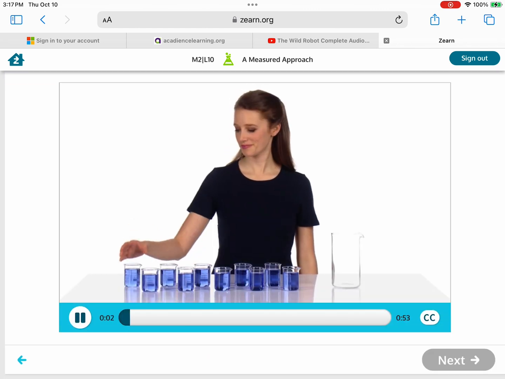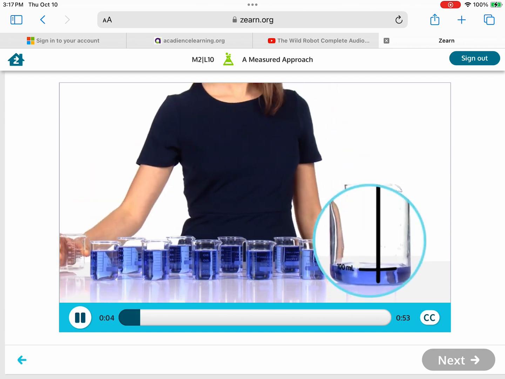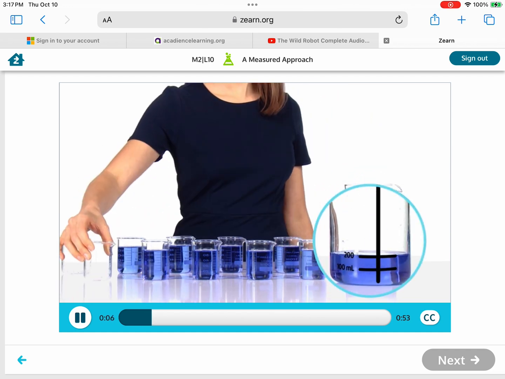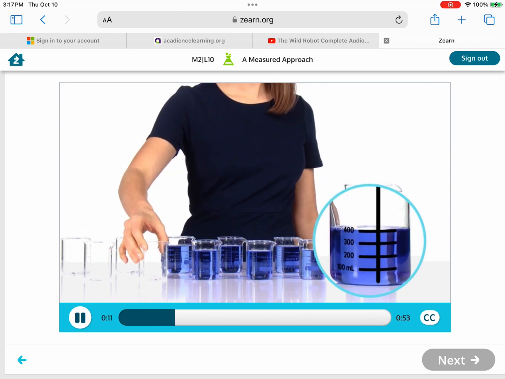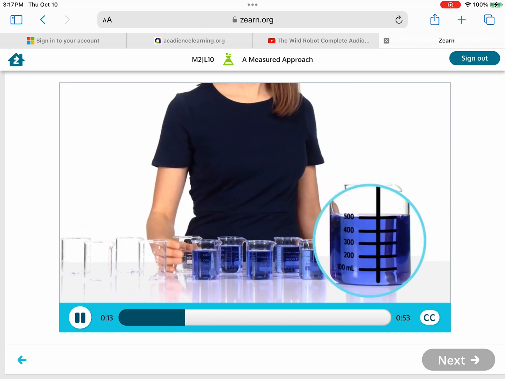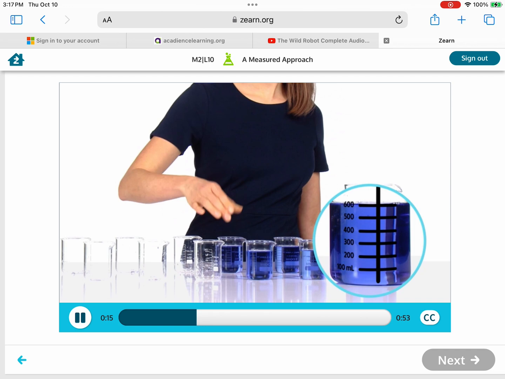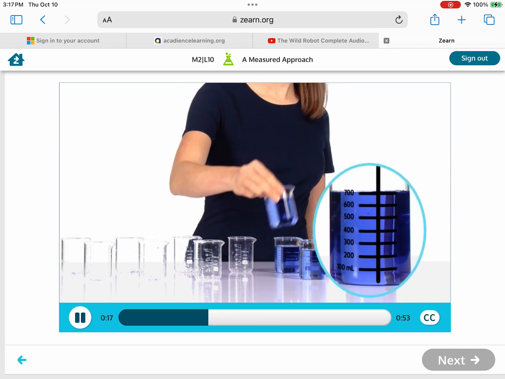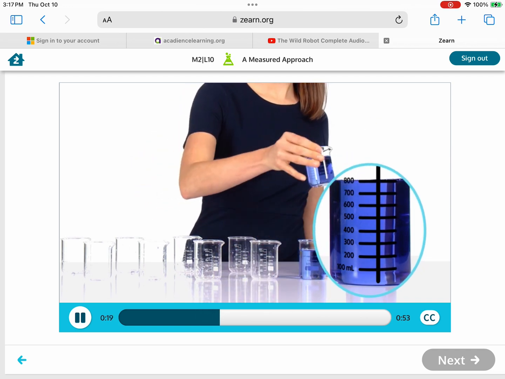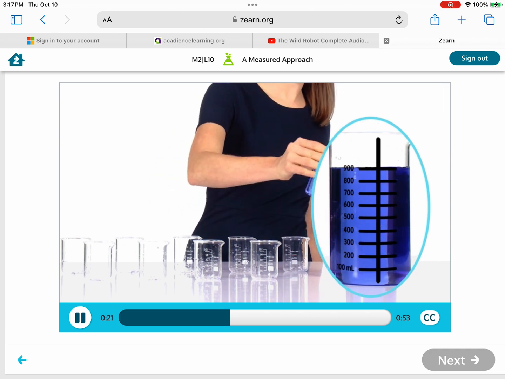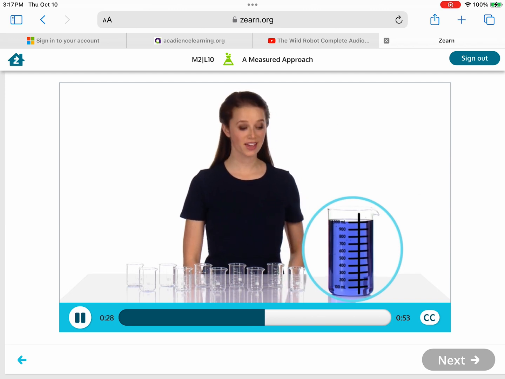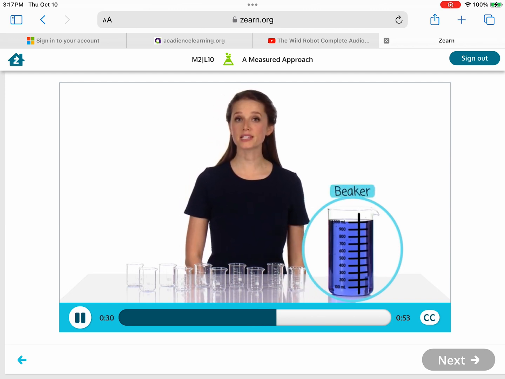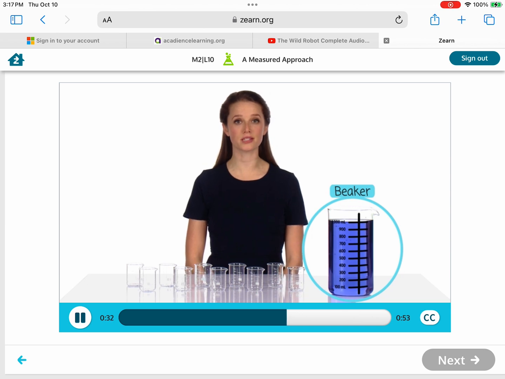Let's fill it. 100 milliliters, 200 milliliters, 300 milliliters, 400 milliliters, 500 milliliters, 600 milliliters, 700 milliliters, 800 milliliters, 900 milliliters, 1,000 milliliters. We just made a tool that mathematicians and scientists use to measure liquid volume. It's called a beaker, and it uses tick marks to help us see how much liquid is in it.